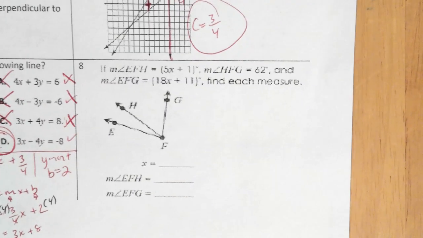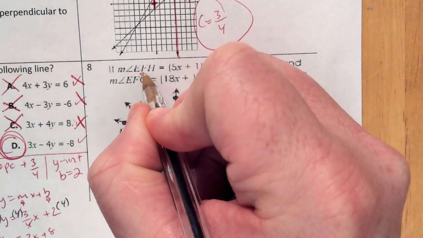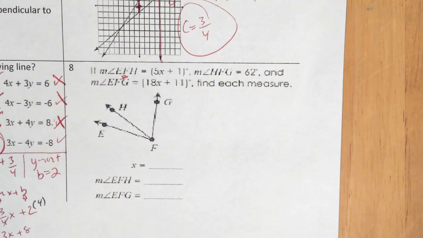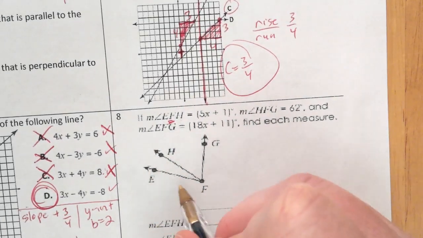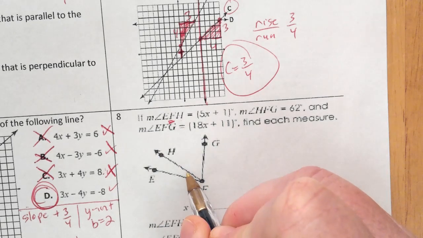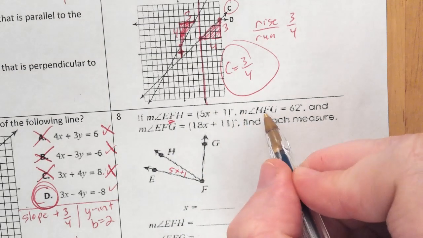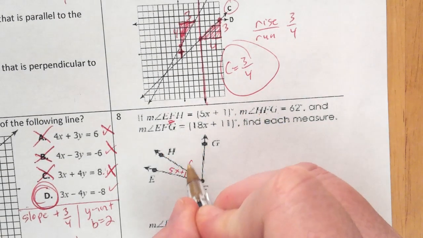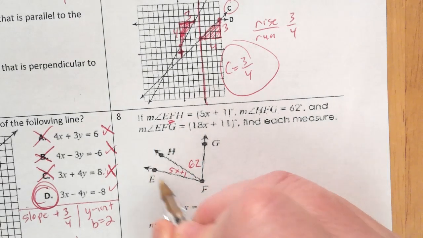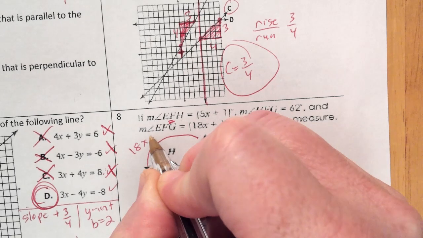Number 8. So number 8, we have EFH. So the angle is at F. Where did my picture go? Okay, oh, right there. Okay, so we have EFH. So EFH, that's this bottom one. That is 5x plus 1. We have HFG. HFG, that's this angle right here, is 62. And we have EFG, that's the whole shebang. That's 18x plus 11.